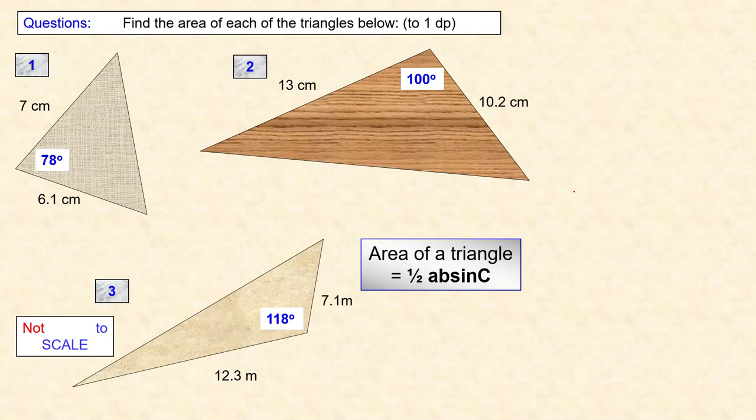Okay, so I think you're able to tackle this one on your own. So hit pause, attempt all 3. When you're ready to go over the solutions, hit play again.